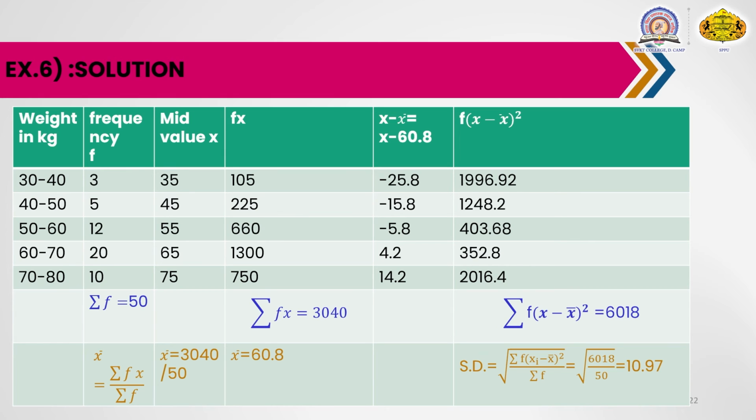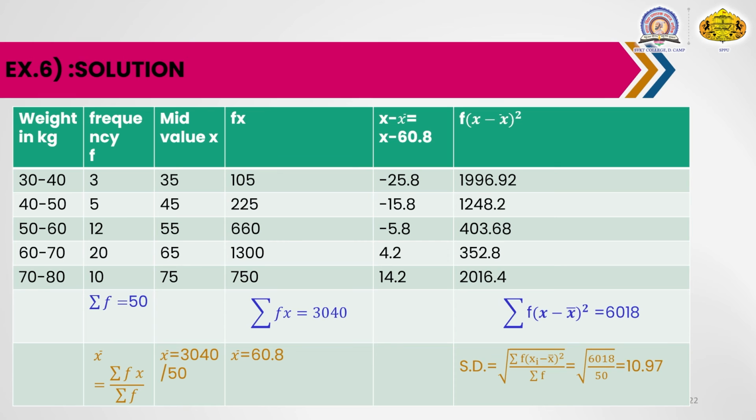Then after finding all these numbers, add them. After adding, the output is summation of f times x minus x bar, bracket square, is 6018.